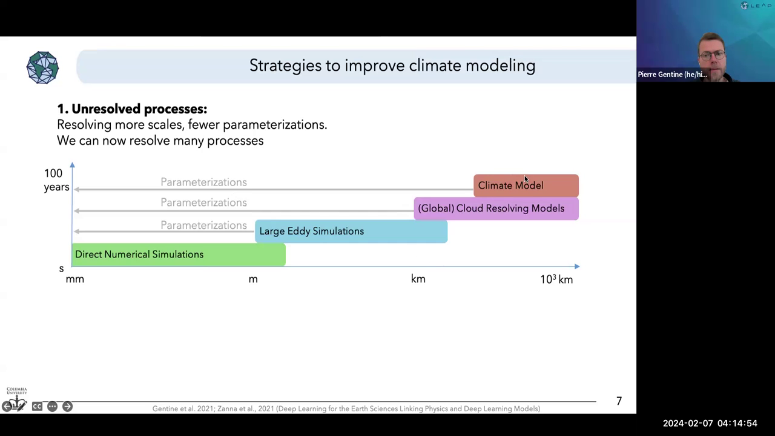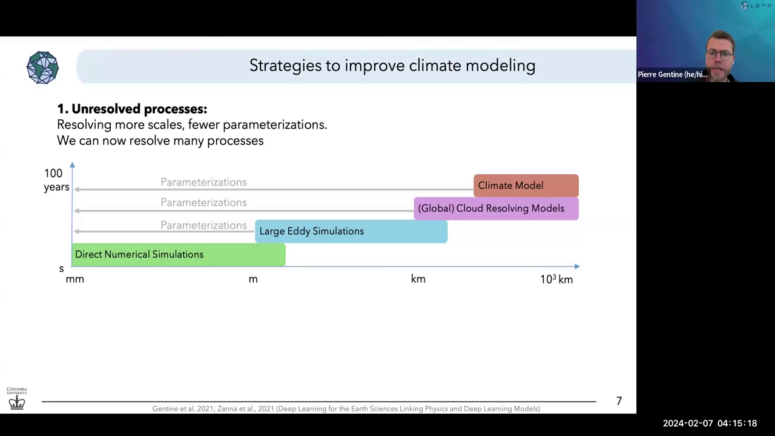And then we can move on to climate models, which is kind of the end goal, right? That's what we want to run. We want to run them for hundreds of years, typically at this stage, at coarser resolution. And that's kind of the issue that we have, is we need to parameterize many, many different processes. And together, this leads to this compound effect of many, many different uncertainties.